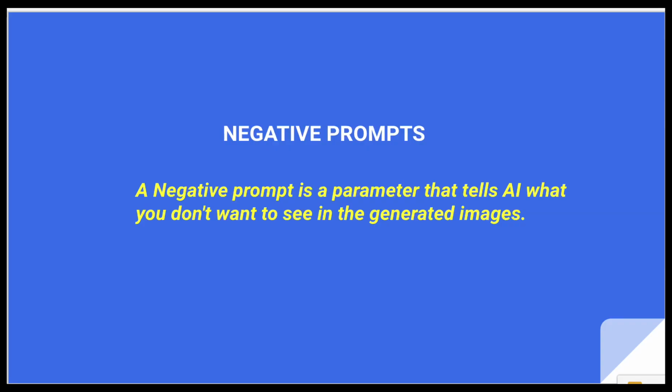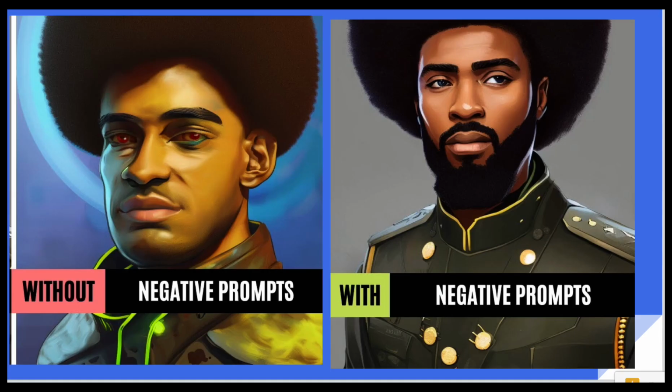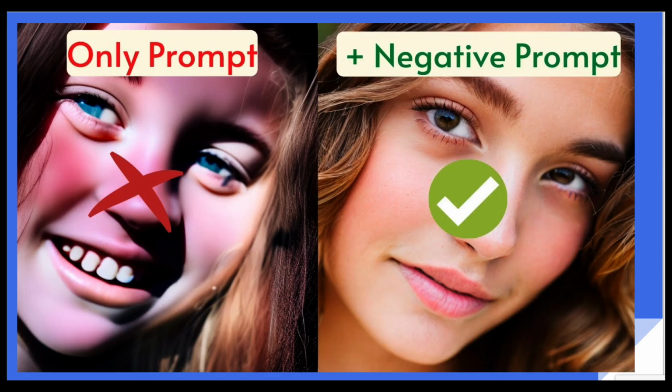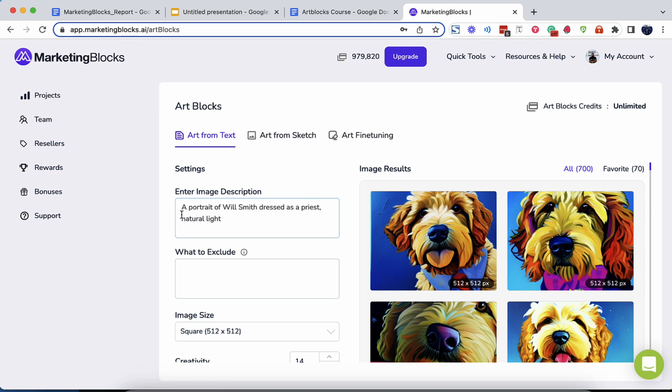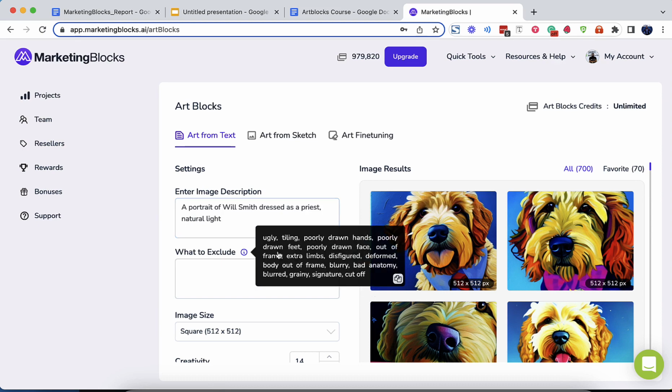A negative prompt is a parameter that tells AI what you don't want to see in the generated images. When specified, it guides the generation process not to include certain things in the image according to a given text. A negative prompt may prevent generating specific things, styles, or fix some image abnormalities. For example, look at this prompt. A portrait of Will Smith dressed as a priest, natural light. We can add a negative prompt to this. On Artblocks, we have a sample negative prompt you can add in a click.